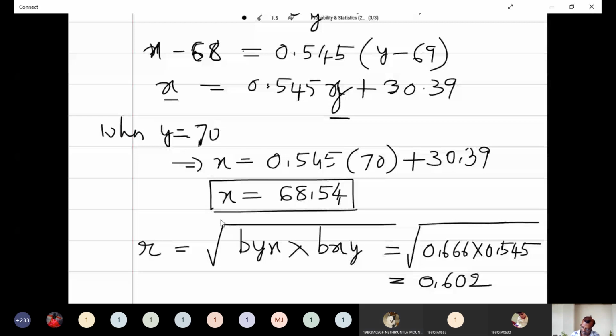So we can also find out the correlation coefficient by using regression coefficients. Okay. This is the solution of this problem. Shall I move to the next problem? Yes. Note down the problem.